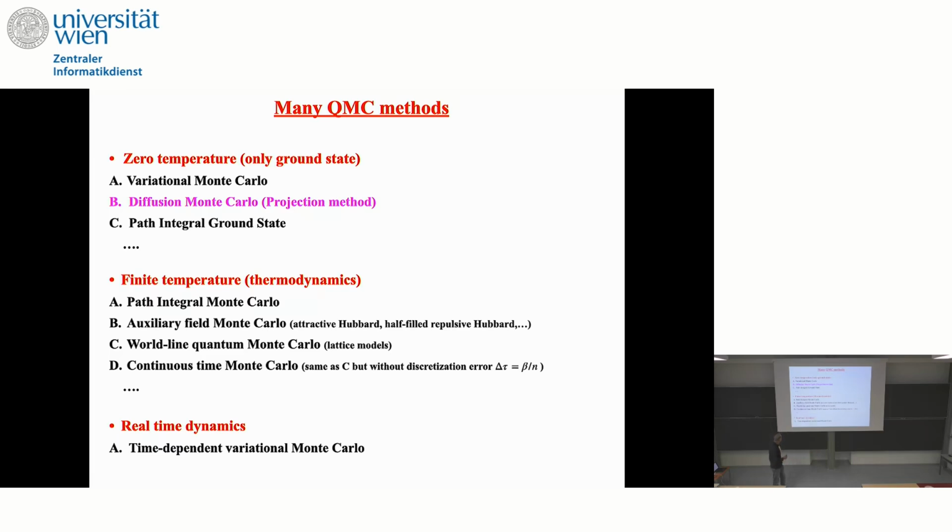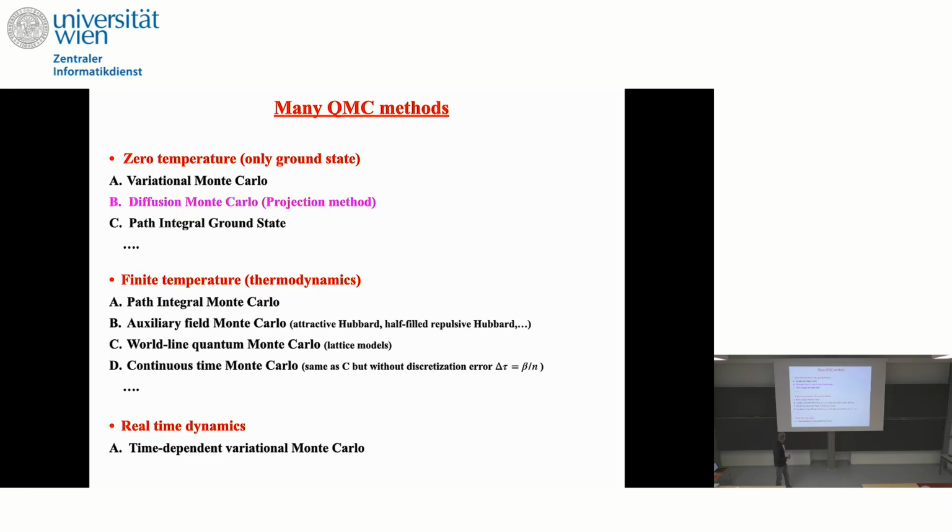Then there is path integral ground state, which is a mixed method between diffusion Monte Carlo and path integral, and has some disadvantages and advantages compared to diffusion Monte Carlo. And then concerning finite temperature, where the aim is to study the thermodynamics, we have, of course, path integral Monte Carlo, and then methods that are more applied to lattice systems, like auxiliary field Monte Carlo, which was used in the study of the attractive Hubbard model or the half-filled repulsive Hubbard model.